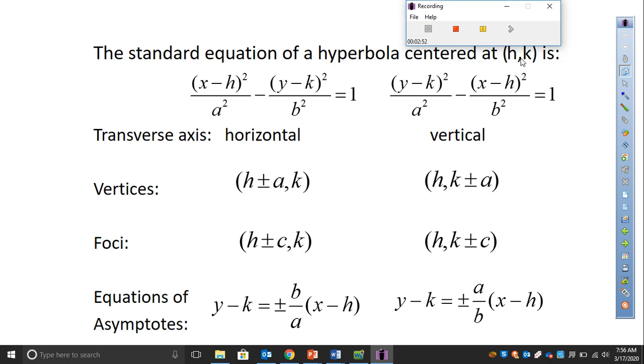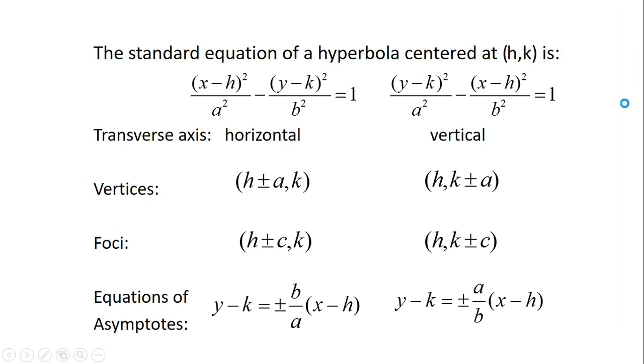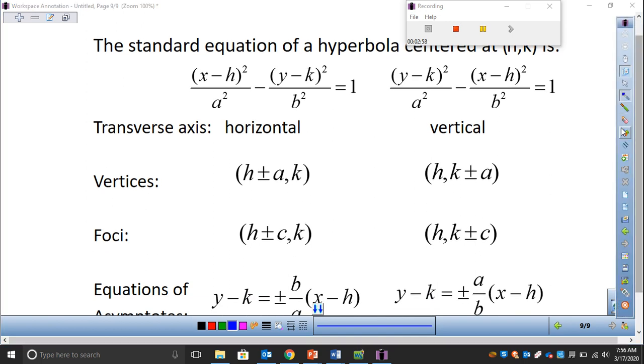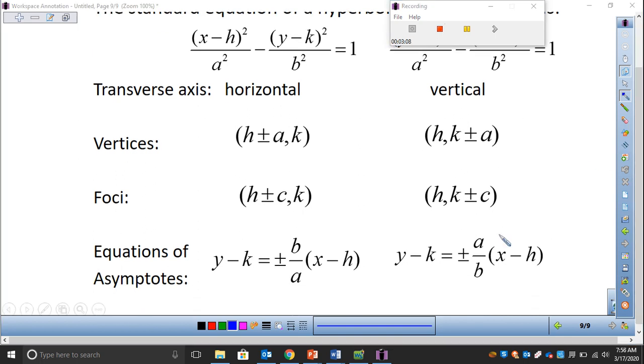It is centered at (h, k). That's clearly where we're headed, just like we did on all of our other conic sections. So that's where we're going. This is where we're at. Kind of wrap up everything. These asymptote equations are what I'll talk about momentarily when we get into the graph.